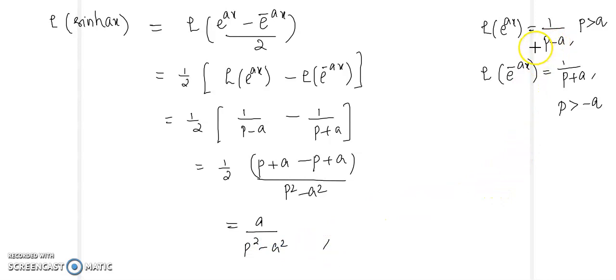Now this will hold when we get L of e raised to ax and e raised to minus ax, provided p is greater than a and p is greater than minus a. So combining both the conditions, you will get p greater than modulus of a. So that is the first result.